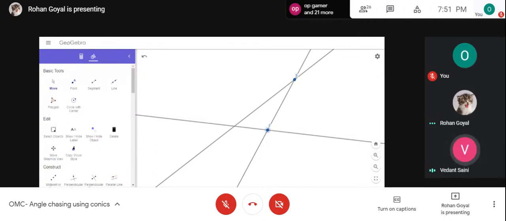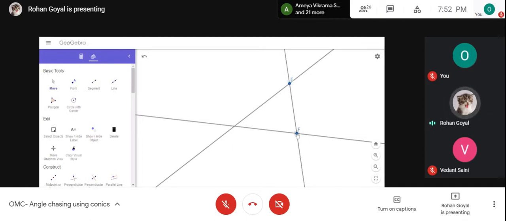Can you repeat? E is some point on this line, F is some point on this line. Think of these as two roads. E is a person on this road, F is a person on this road. E is moving along this road at a fixed speed. F is moving along this road at a fixed speed. Now make the line EF.